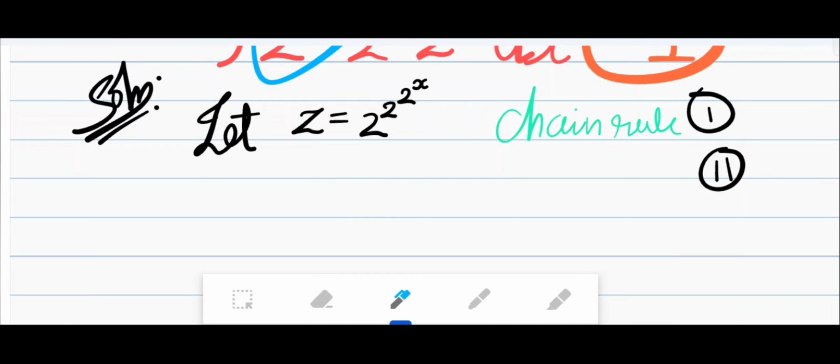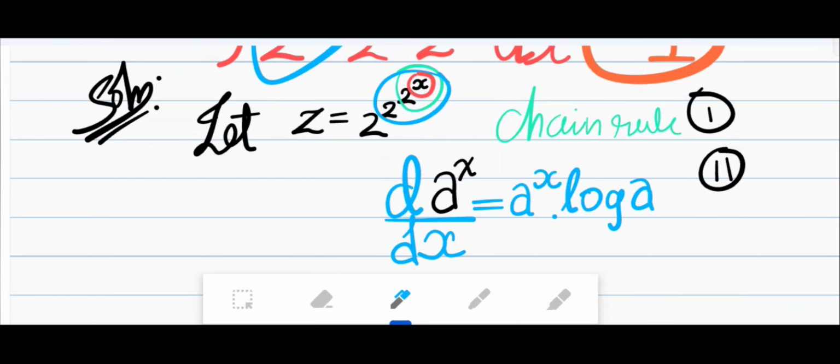In this case, it is a function raised to another function. And it's not just one function raised to another function. It is a function raised to a function, raised to a function, and raised to a variable. Let's call that a function as well, just for convenience. So we have these three functions contained in a single term. Now the second thing you need to know is the derivative of a raised to x. That is a raised to x into log of a. That's quite straightforward.